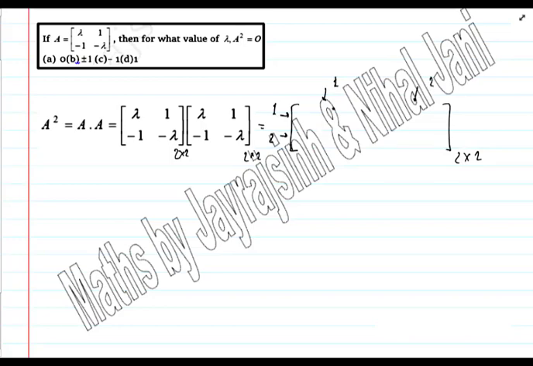So let's begin. The first element is in first row first column, so we are going to select first row and first column and multiply the corresponding terms. Lambda square plus 1 into minus 1 will give us minus 1.